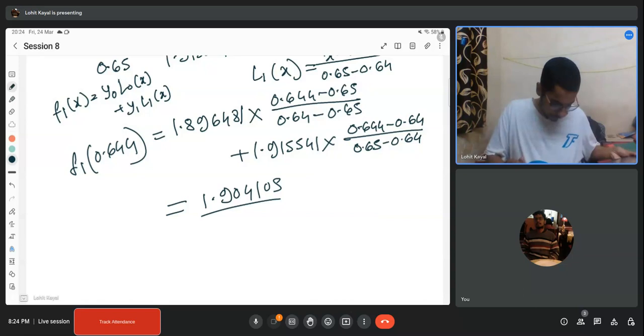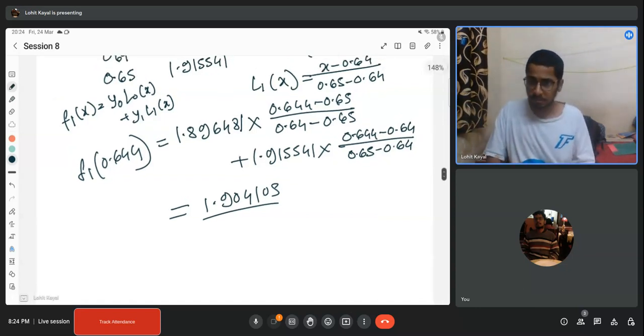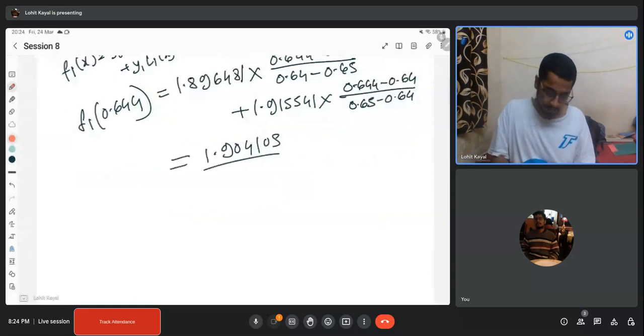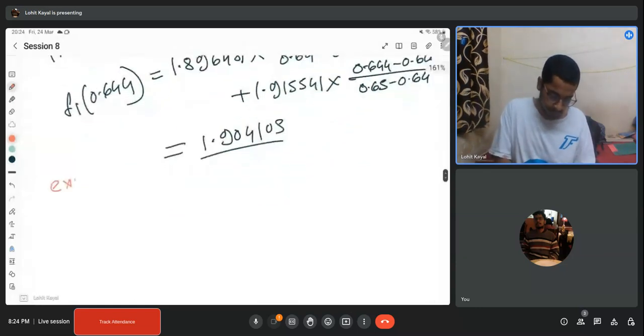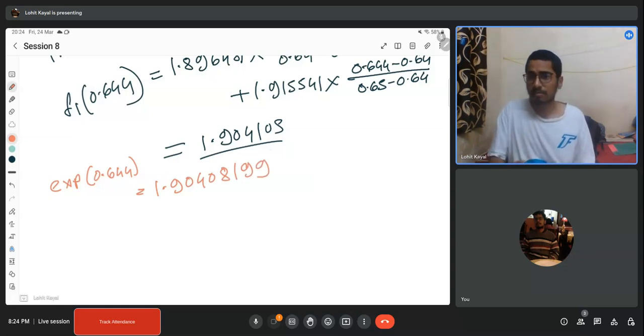Now, let me write down the exact expression, up to some decimal points, of the exponential at 0.644. It is 1.9040819. Okay, and this linear interpolation does a pretty good job. Up to 3 decimal points it is guessing the correct answer, but not after that.